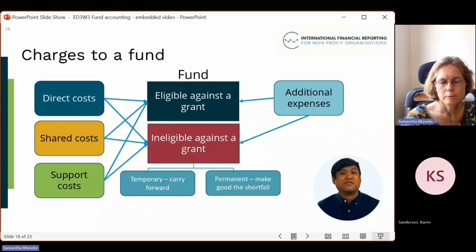The balances on a fund need to be reviewed at the reporting date to determine if any shortfall is temporary or permanent. Where there is a realistic expectation that there will be further income to cover a shortfall, or that there will be additional expenses, the balance will be carried forward. If there is a permanent shortfall, this will need to be addressed by the NPO transferring funds from its funds without restrictions.